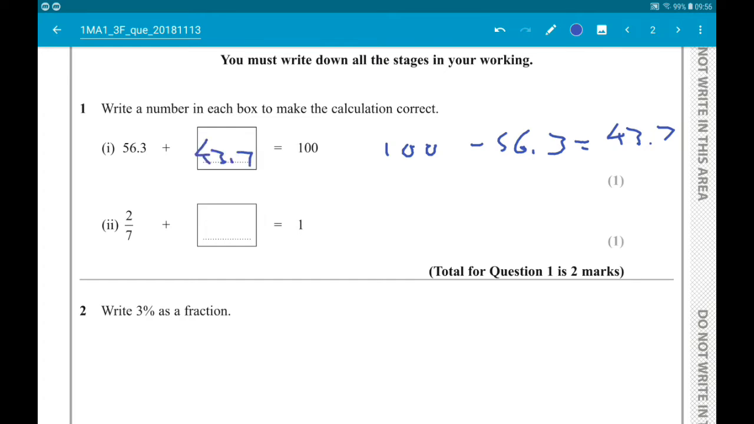Okay, then part 2, 2 sevenths add blank is equal to 1. So 1 is 7 sevenths, so we need 5 sevenths more.